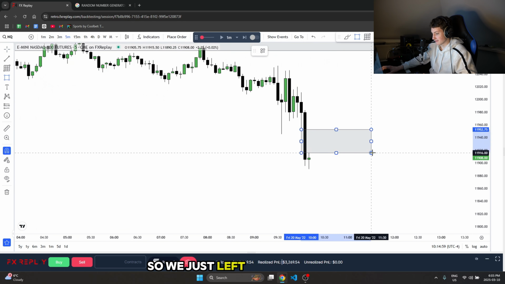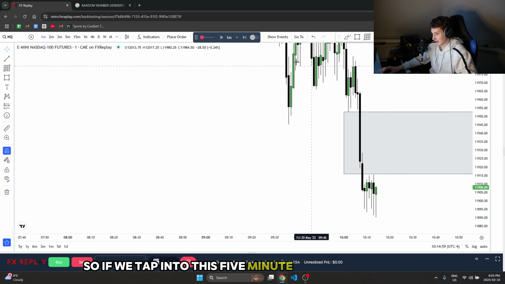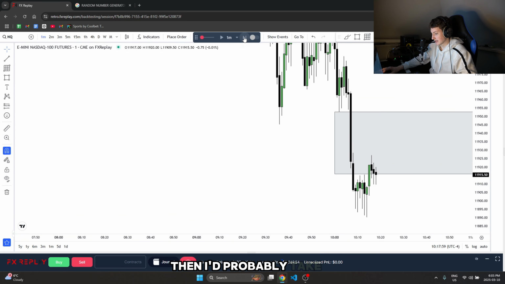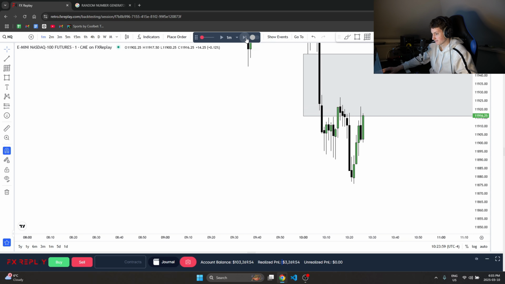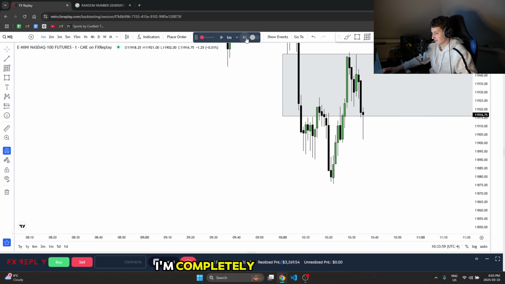So we just left a 5-minute gap. If we tap into this 5-minute gap and get a setup, then I'd probably take it. Then I'd be willing to take a short. No entry. I'm completely fine with that.